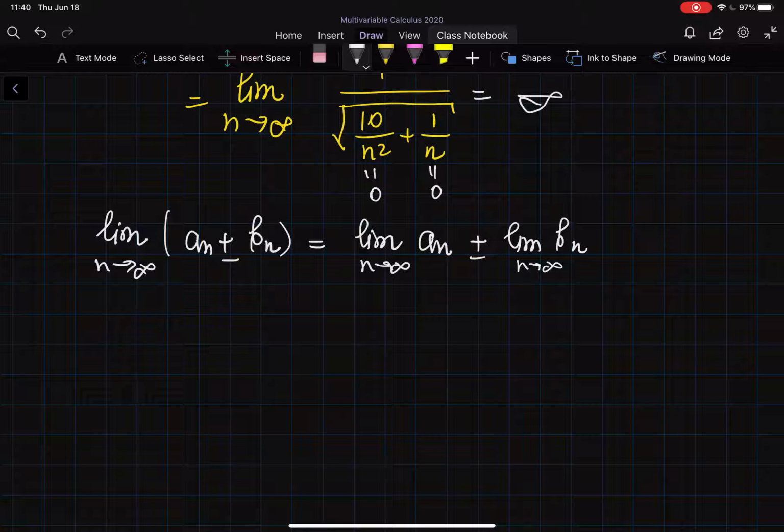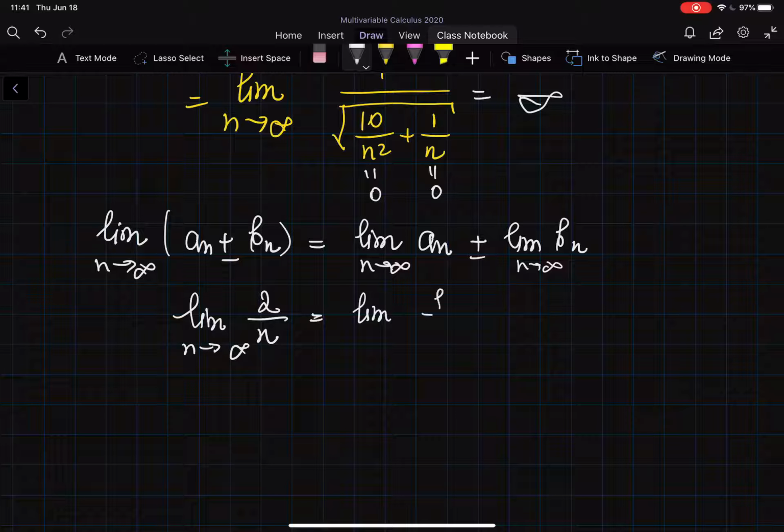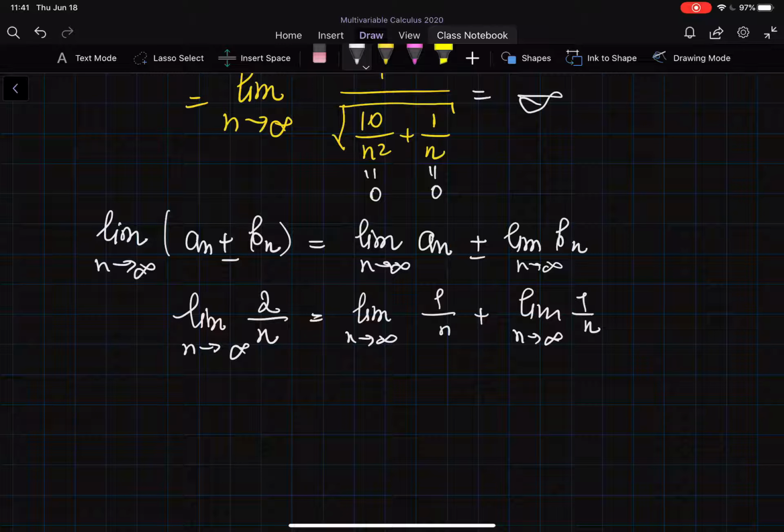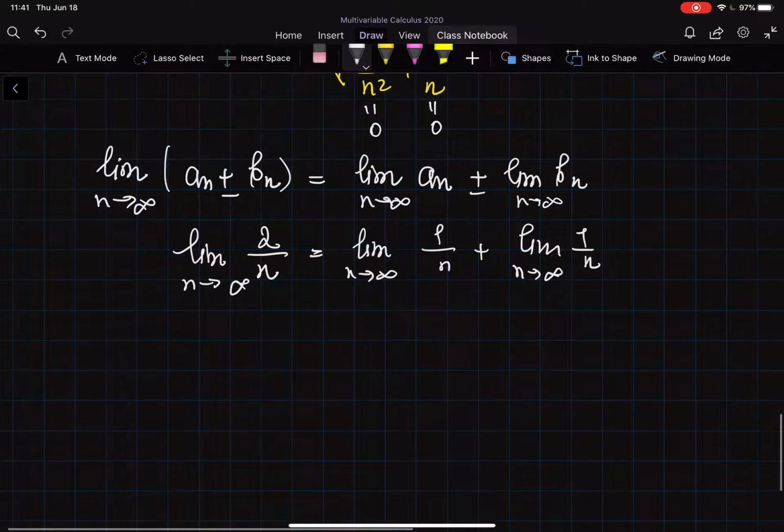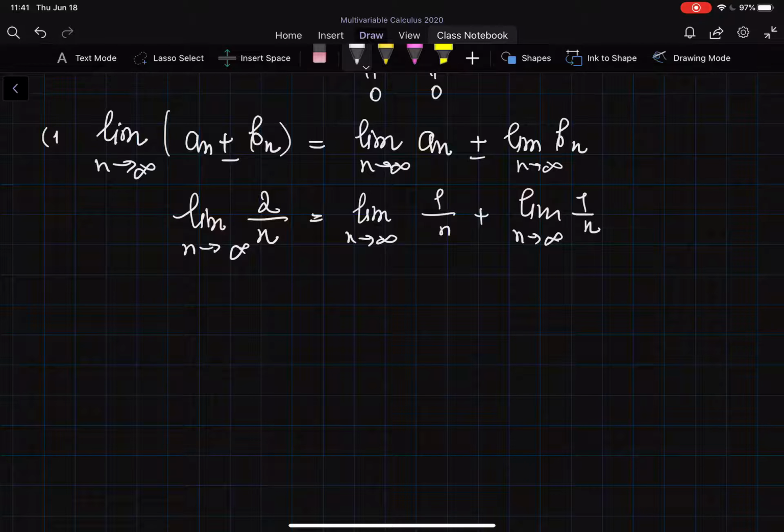For example, if you're given a sequence like 2n, whenever you need to find the limit of the sequence, you can simply split this into two parts, like the limit of 1 over n plus the limit of 1 over n. Of course you're not going to use this rule for such easy cases, but we are going to use this for more sophisticated cases. So this is the first rule.